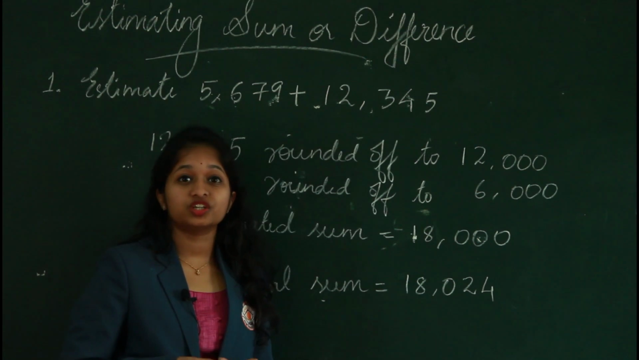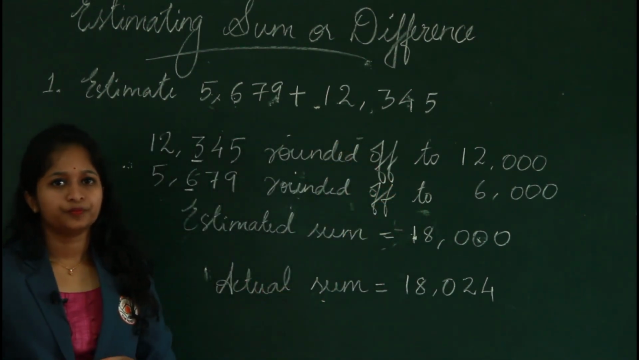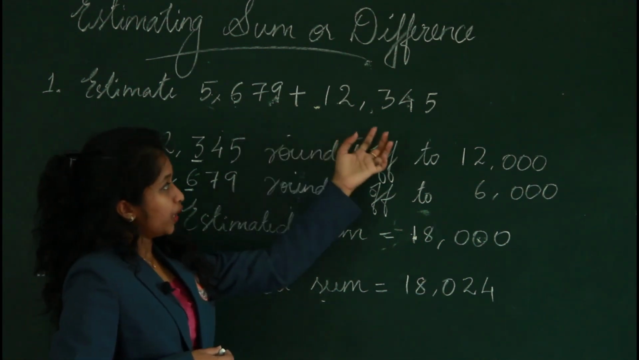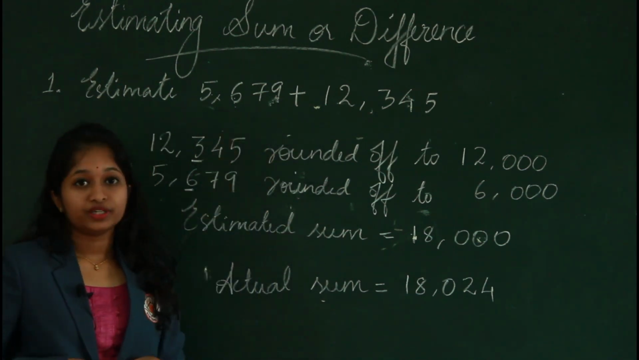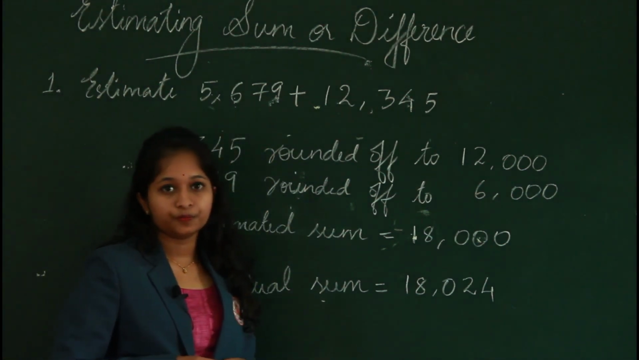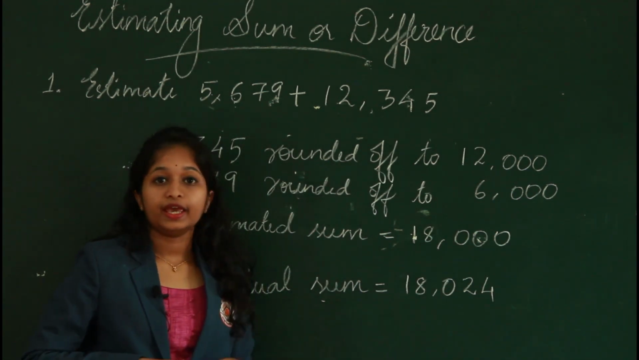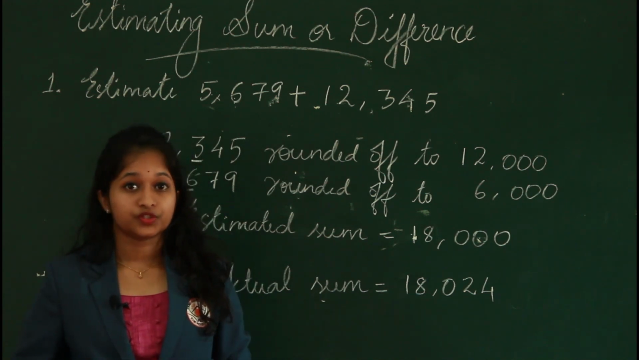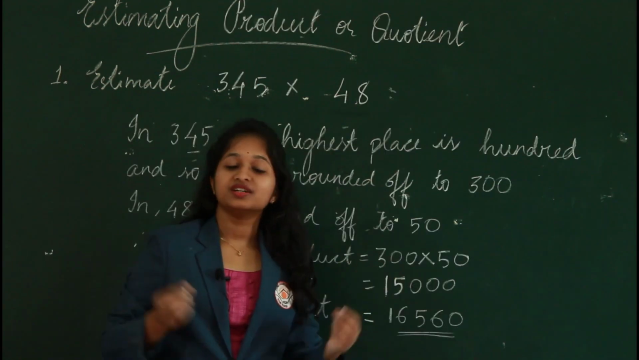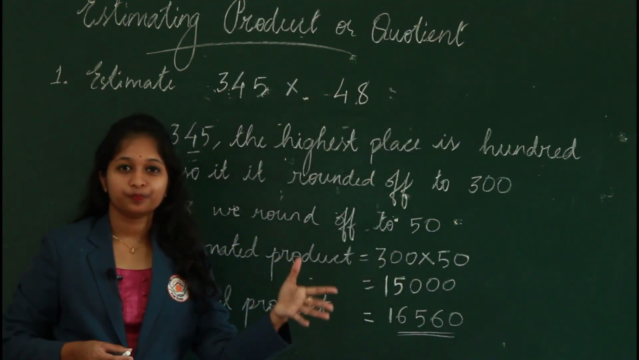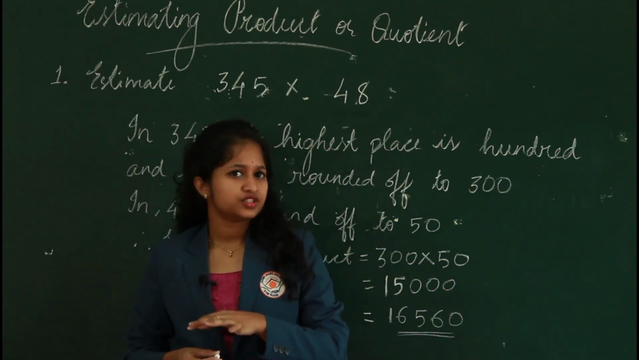Now let us check whether the estimated value is good or bad. For that, you add 12,345 with 5,679. Calculate. What will you get? You get 18,024. So our estimate is good. We learned how to estimate sum or difference. Now let us learn how to estimate product or quotient.